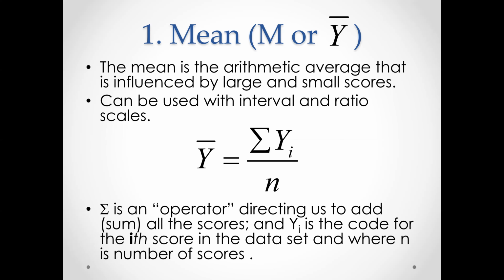Okay, so again, the uppercase sigma is an operator that indicates addition or the sum of something, and in this case the sum of scores. So Y sub i is the score. So Y sub i indicates the ith score. So if you have Y1, that means it's the first score. Y2 means the second score, etc., etc. Divided by the total number of scores, which is small n.